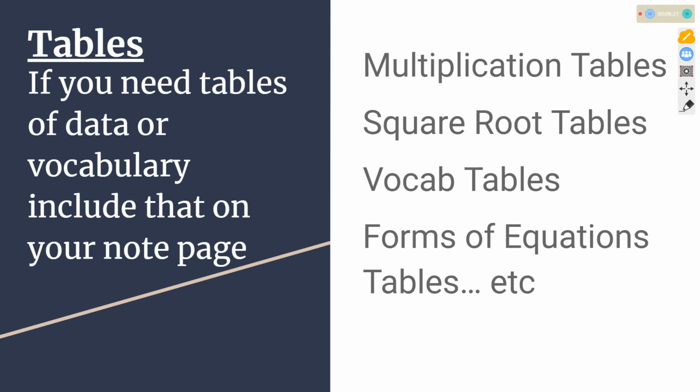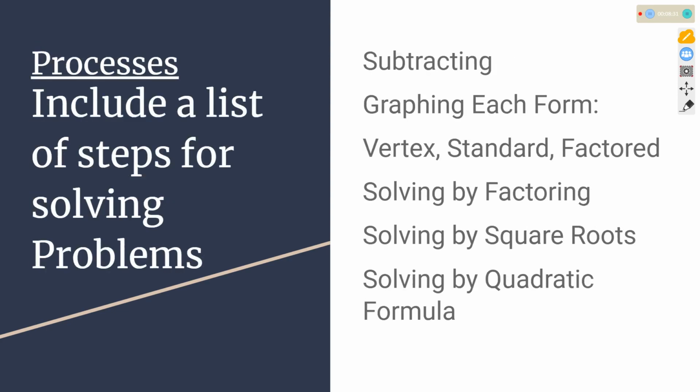So a table can help you organize some data, but at the same time, processes are at the heart of what you're going to need to know how to do here. You're going to need to understand the whole process. So include a list of steps for solving some problems if you know that you struggle with those. Maybe subtracting polynomials. You need to remember, oh, when I have a negative outside of a set of parentheses, that means I'm going to have to change the sign of the terms inside of it, and watch out for the double negatives.